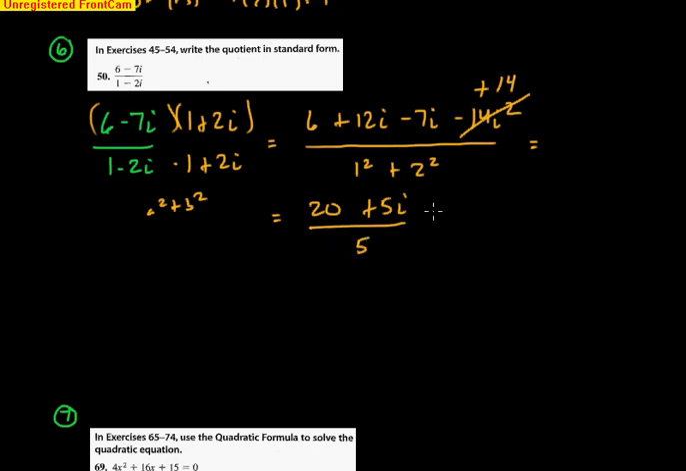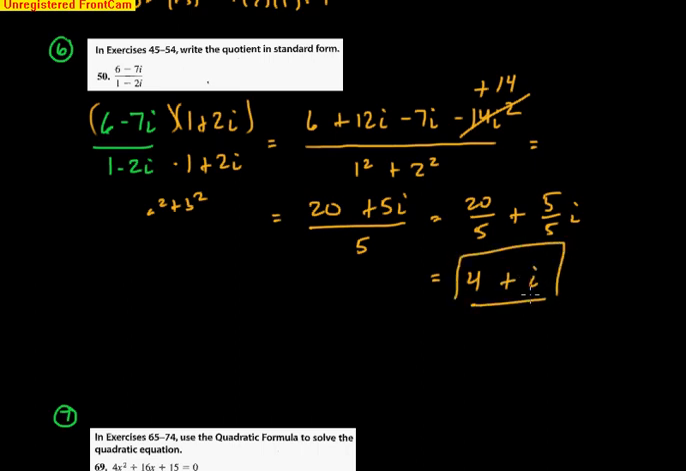Ooh. So look at this when we split it apart. 20 over 5 plus 5 over 5i. And notice when we simplify, these will cancel a little bit. 20 divided by 5 is 4. And 5 divided by 5 is 1i. Nice. And that's in standard form. Make sure you look to simplify, right? After you break it apart. Good.